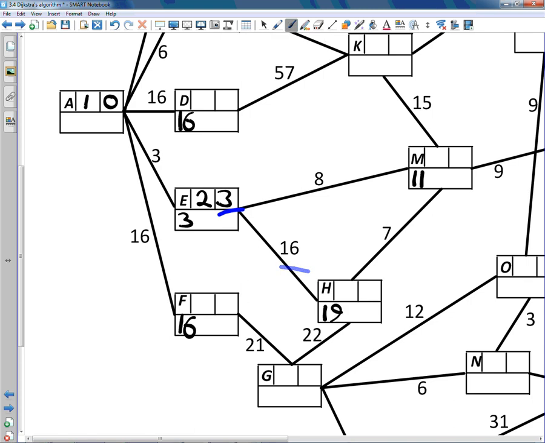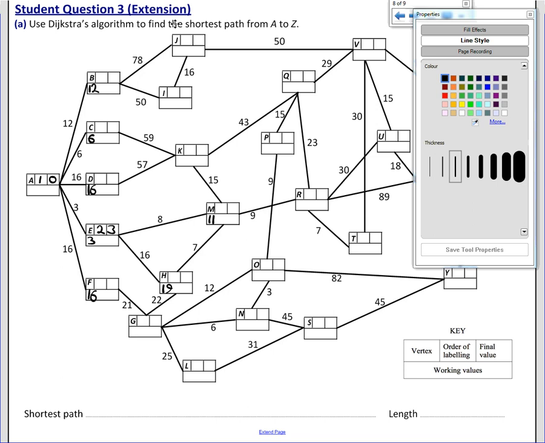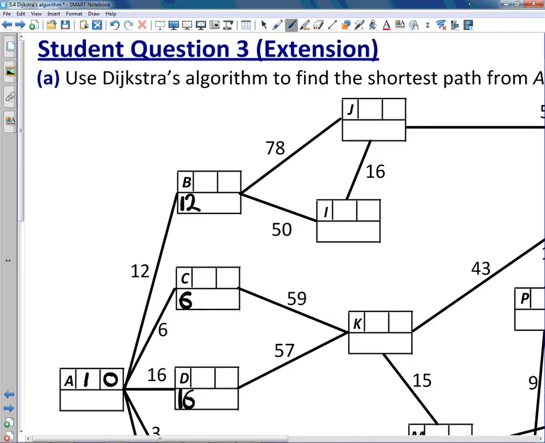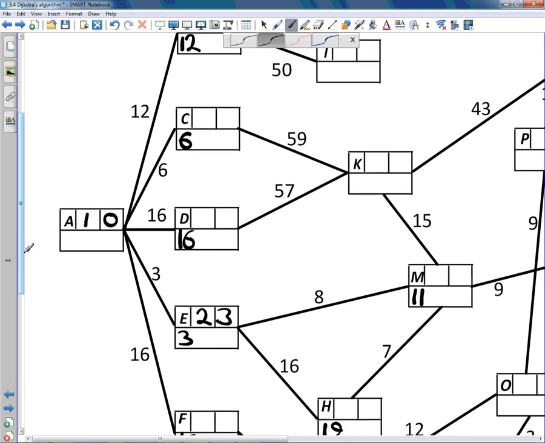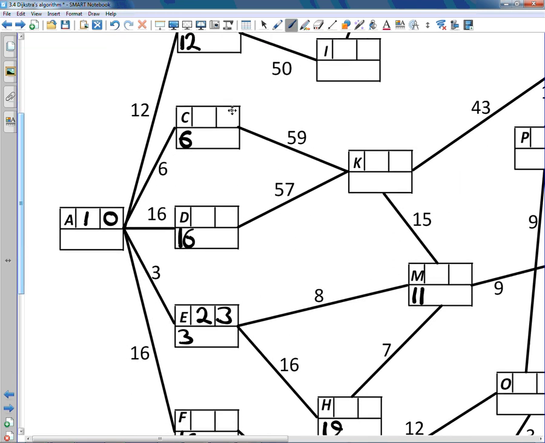Now you've got to take a step back and look at the whole network. You need to look at the vertices that are not yet connected. So we've got B, C, D, F, H, and M, and we pick the lowest number. And the lowest number is, of course, the C. So that is now going to permanently go into our solution. So that gets the permanent distance of 6, and it was the third vertex to be added.